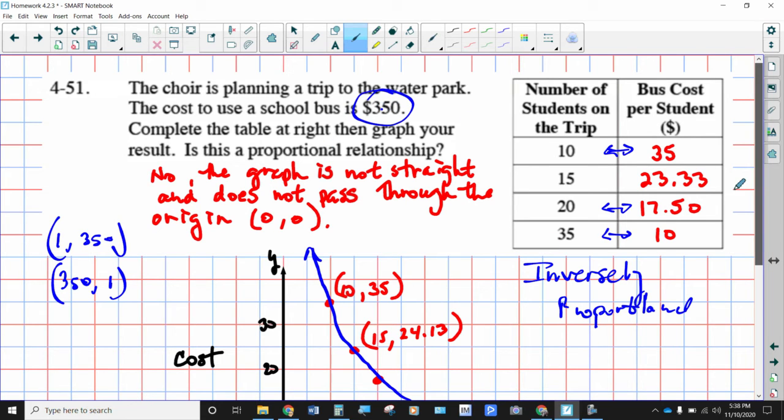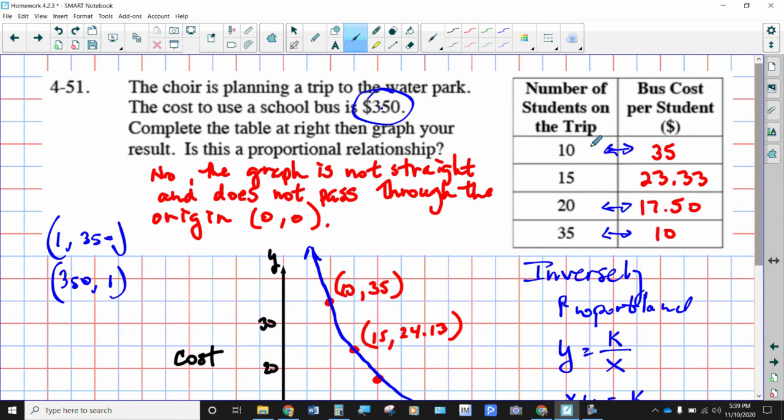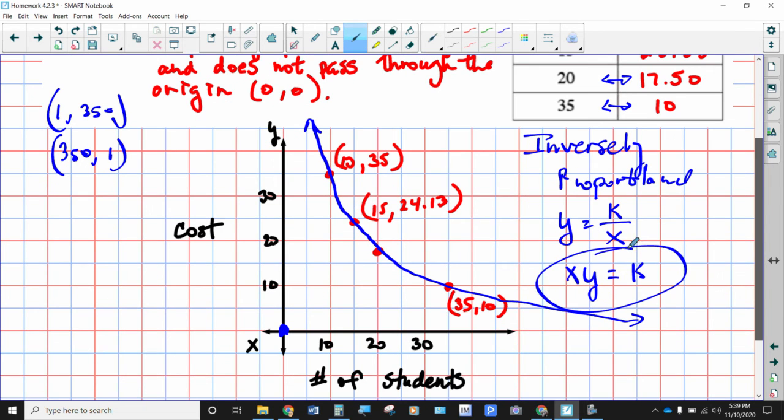So this is kind of, instead of it being in the form of y equals kx, it is actually y equals k divided by x. And if you multiply x on each side, it is also y times x is equal to k, or in this case, x times y is equal to k, where k is the $350. And that's why if this is x and this is y, the total product of all of those numbers is going to be 350, the k.